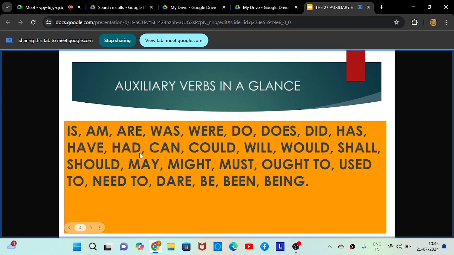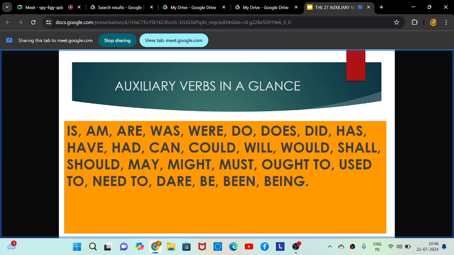Now, these are together called primary auxiliaries. Starting from is till had, they are called primary auxiliaries. So, primary auxiliaries are is, am, are, was, were, do, does, did, has, have, had. Along with that, please include the last three, be, been and being also. So, totally you will have 14 primary auxiliaries: is, am, are, was, were, do, does, did, has, have, had, be, been and being.